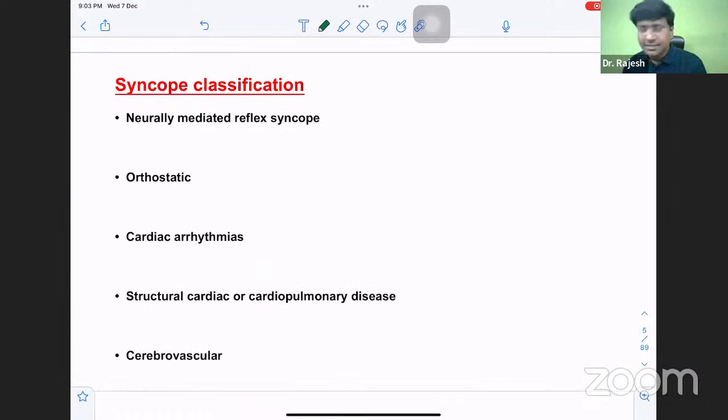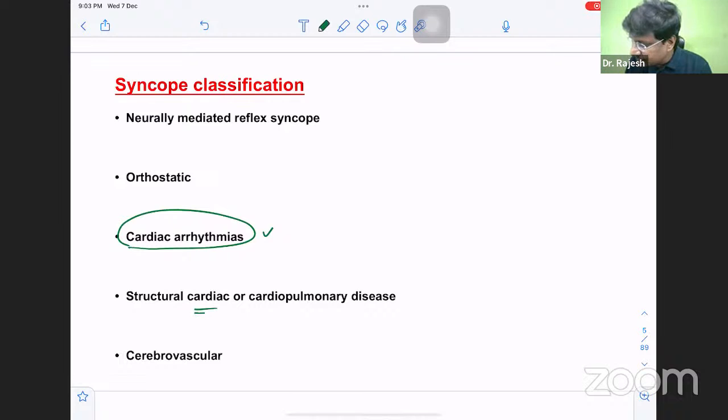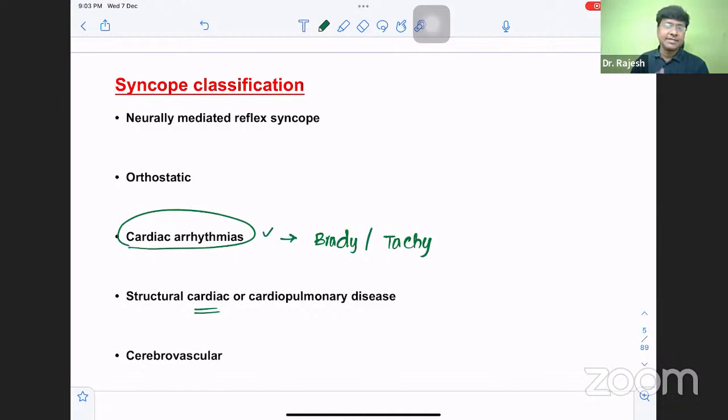Now, if you take the various etiologies of the syncopal attack, we have various etiologies, out of which we are interested in the cardiac etiologies, because this particular session is mainly related to the cardiac emergencies. So one is cardiac arrhythmias, and the other one is structural cardiac diseases. What may be those cardiac arrhythmias? That includes either bradyarrhythmias or tachyarrhythmias that can cause the syncopal attack. And what are the structural cardiac diseases? That mainly includes valvular heart diseases.